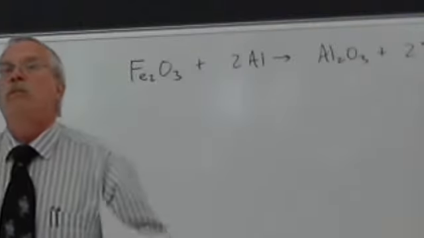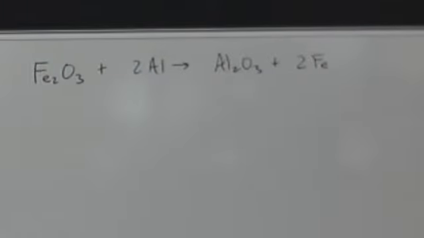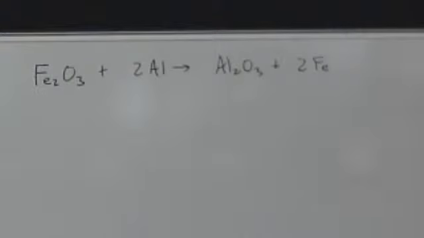Name the first molecule. Iron oxide, ferrous oxide. Close. Iron 3 oxide. Iron 3 oxide. Yeah. Which would be ferric, if you were using the old terminology. Okay. Name the second component. Oh, too easy.